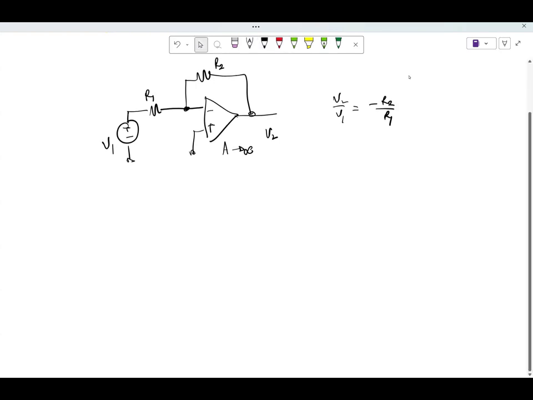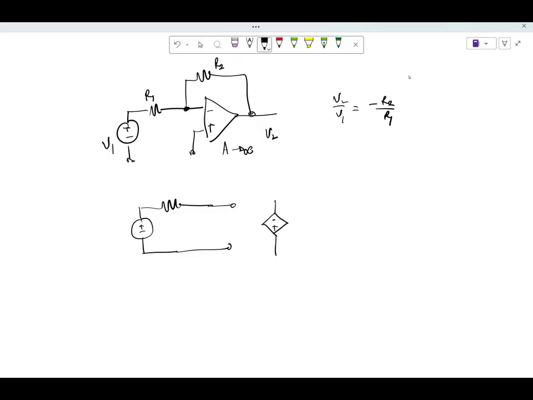So in order to do that, what should I do? First thing, let's express this op-amp in terms of a voltage controlled voltage source, which an ideal op-amp actually is. So this becomes, this should be plus, V2, R2, and the gain here should be A or minus A.